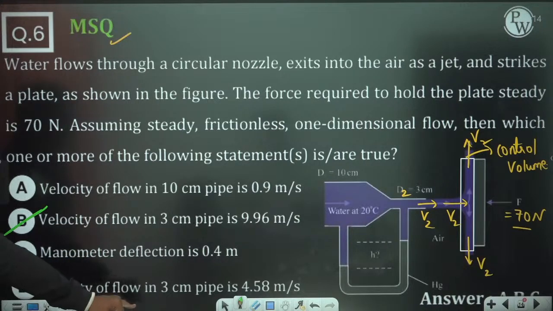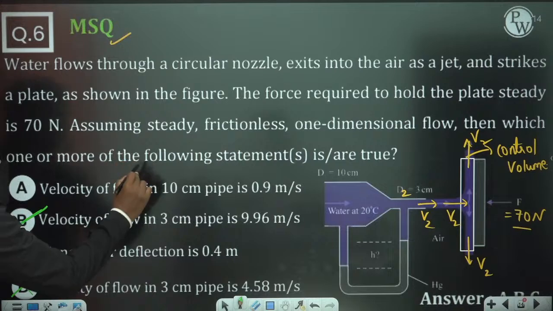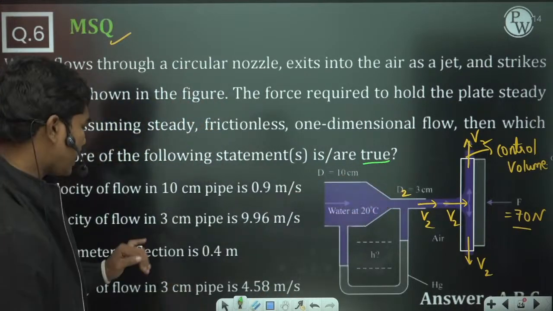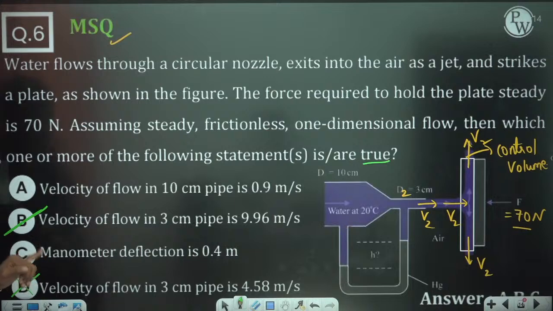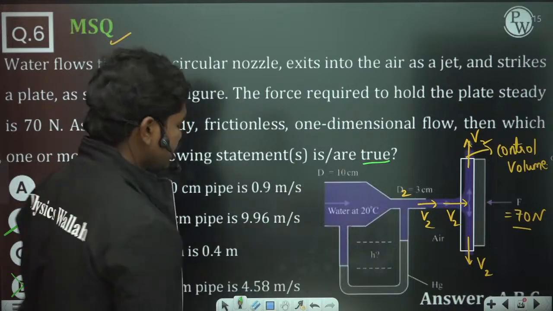Velocity of flow in the 3 centimeters pipe is 4.5. This statement is wrong actually. They are asking you for the correct statements now. So now this is 9.95 meters per second. This is correct. Now out of these two, let us check the velocity of flow in the 10 centimeters pipe.